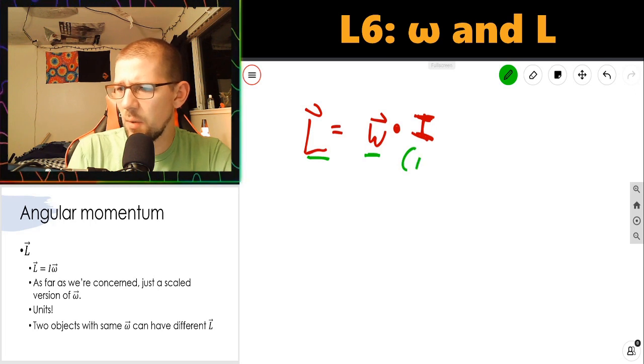This number I is always positive. I don't mean for these to be minus signs, I'm just highlighting L and omega. Okay. So since I is always a positive number, L always points in the same direction as omega.